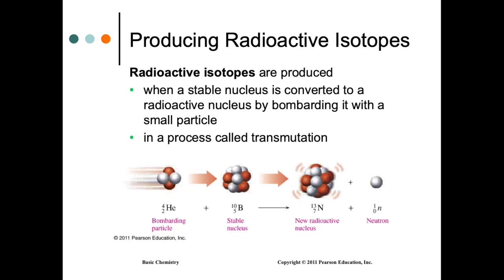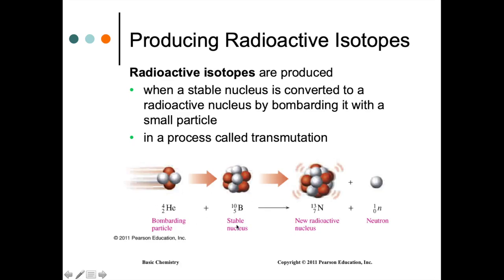So in this case, in order to change our boron-10, we need to first bombard it with an alpha particle. Okay, that means we just fire alpha particles at it and smash them together. This collision yields our nitrogen-13. We also get a neutron as a byproduct there. Okay, so let's write out an equation showing all of these pieces.